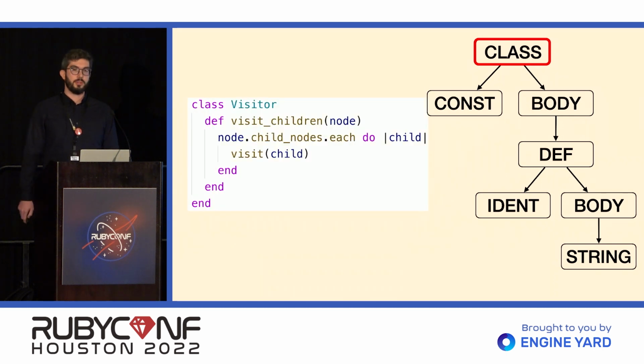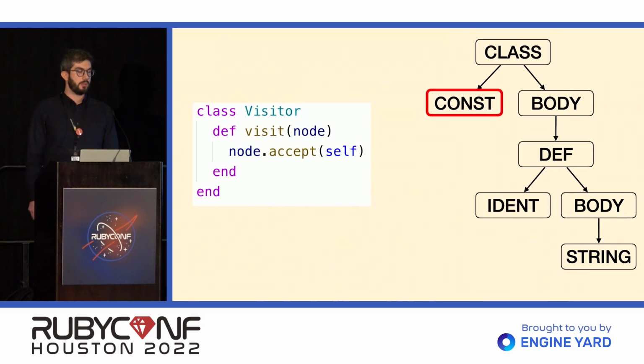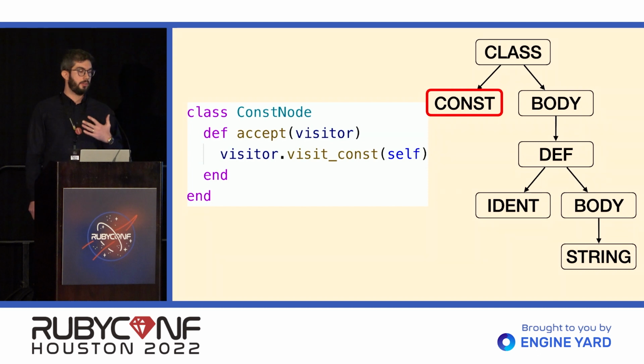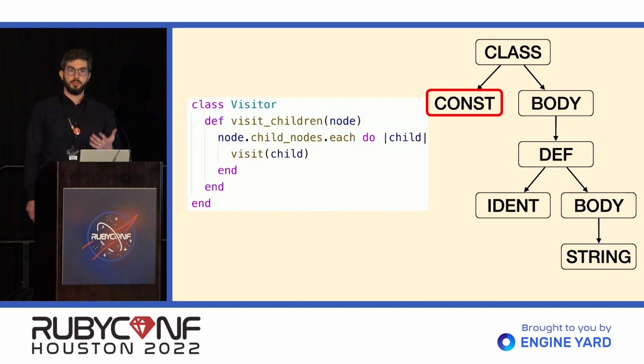And that defaults to just visiting all of the child nodes, so that moves us to visiting the const node, which then invokes accept on that node, triggering visit const back on the visitor, which again defaults to visiting all of the child nodes. But const doesn't actually have any child node, so we're actually done with that side of the tree, and we can move on to the next child of the class node, the body node.